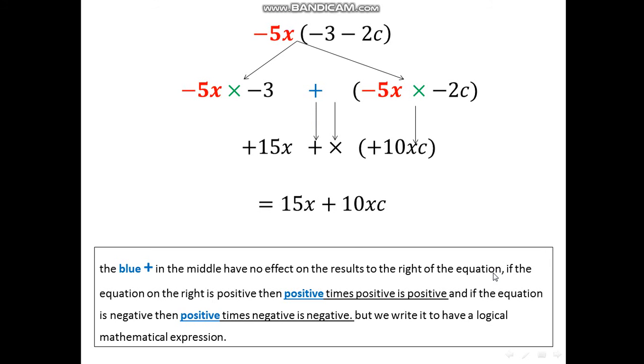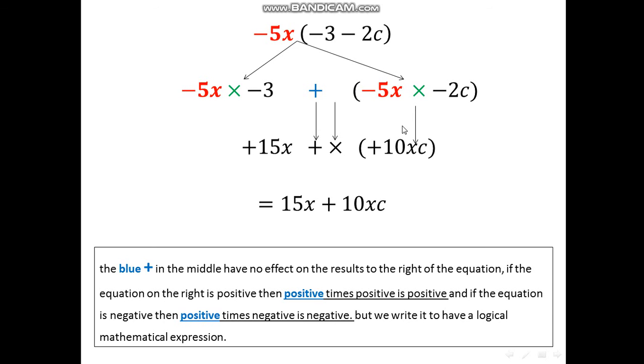The same for this one, minus 5x multiplied by what's inside, and it's the same plus. So 5, minus times minus gives me plus. 5 times 3 gives me 15. x comes down, plus comes down, multiplied by what's inside the bracket. You have to finish the business inside the bracket.